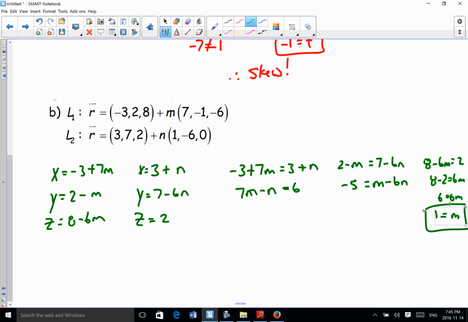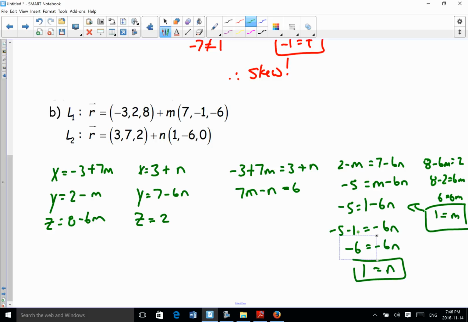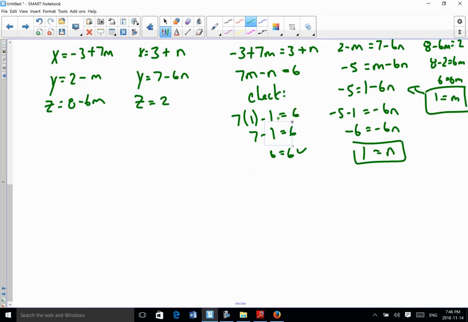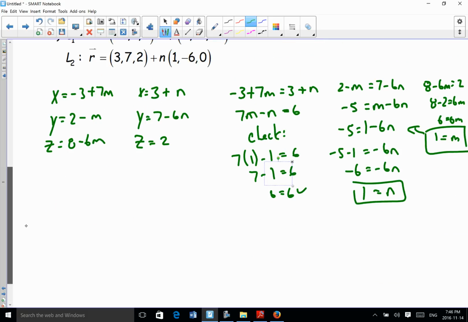And once we know that, we'll go back to the previous one. Negative 5 equals m, which we just figured out was 1. So negative 5 minus 1 is negative 6n. Negative 6 is negative 6n. n is 1. And check it. So m is 1. n is 1. It's supposed to come out to 6. Oops, I was thinking ahead there. 7 minus 1 is definitely 6. So this has a POI for sure. We just got to figure out what it is.